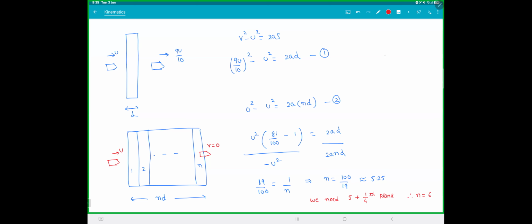So if you get a fraction like, let's say, 6.01, the answer is 7. If you exceed the number, you take the next integer, because exactly 6 planks won't stop the bullet. You'll still come out with some small speed. If you get 5.99, the answer is 6. Clear with that? You take the next greatest integer. Any doubts on this? Clear?